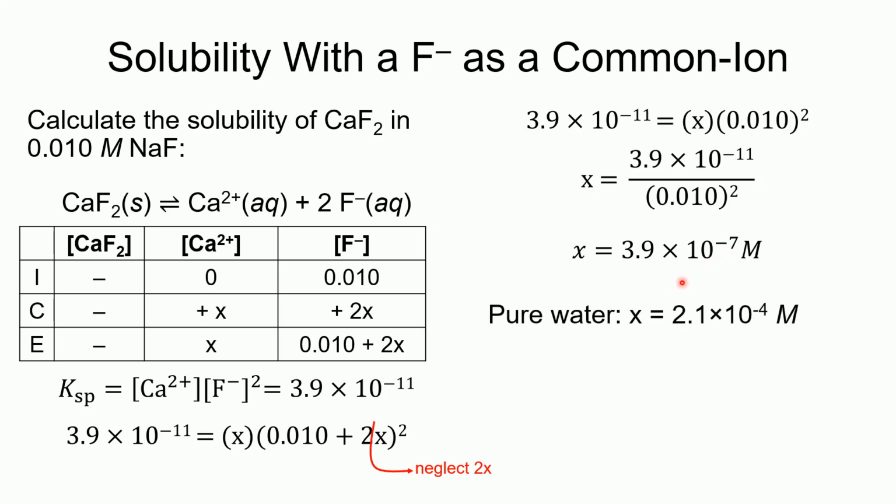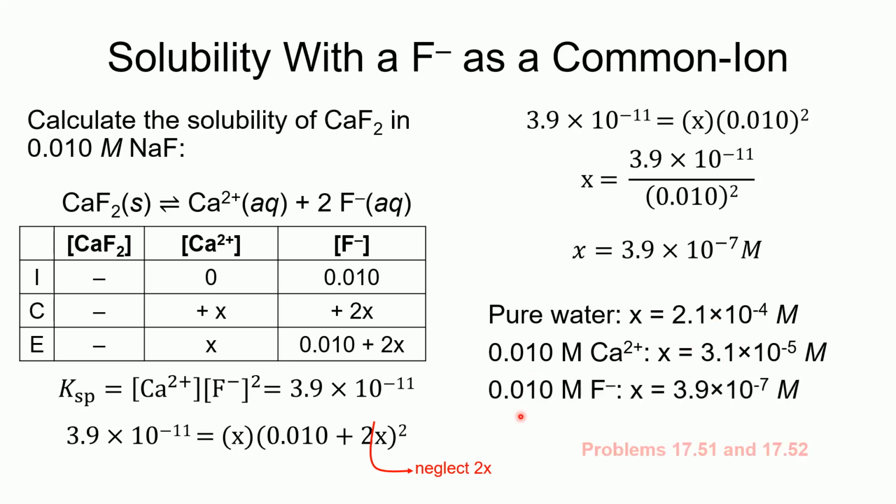Now I want to sum up the solubilities: the solubility for the compound in pure water, the solubility for the compound in 0.010 molar calcium ion. So you'll see it went down by about 1 order of magnitude. So that's a pretty big decrease in the solubility. And then also when we added fluoride ion, it went down even more. So instead of going down 1 order of magnitude, it went down 3 orders of magnitude. So that is a pretty significant decrease in the solubility.